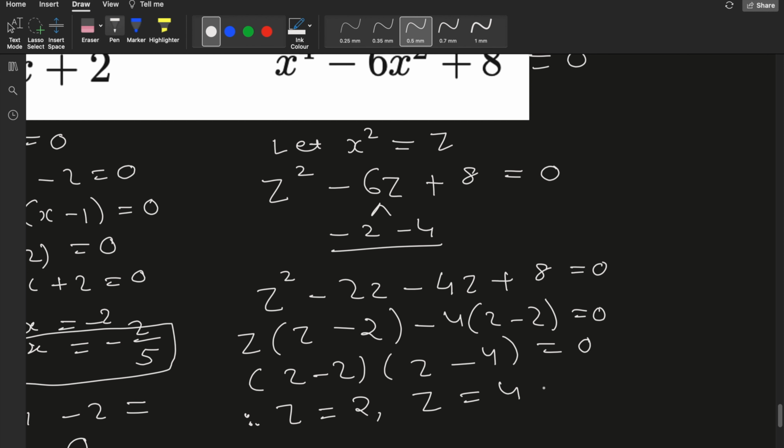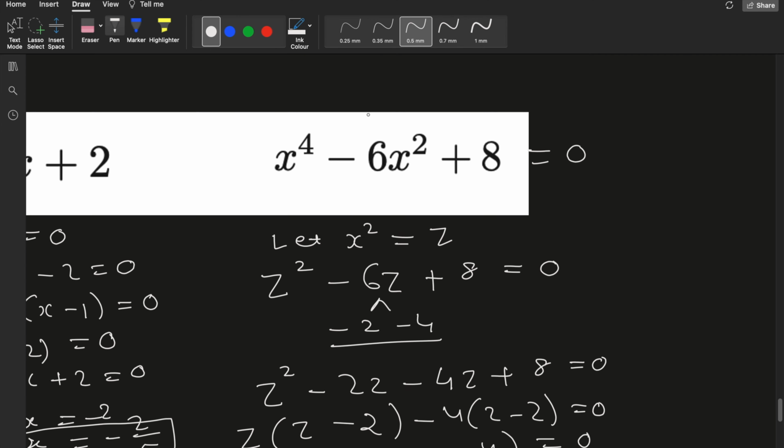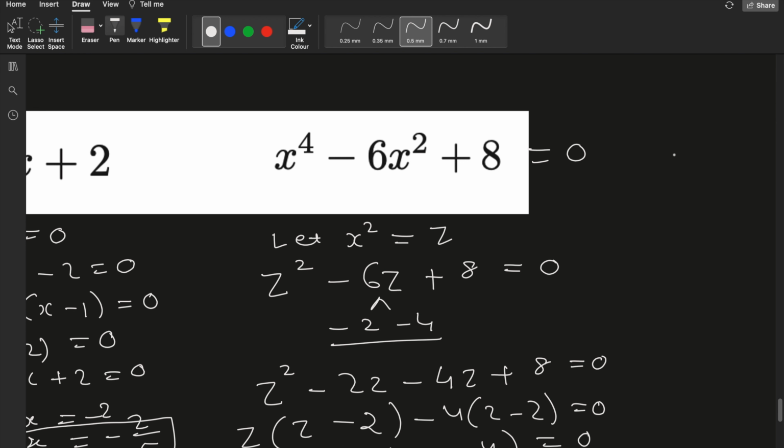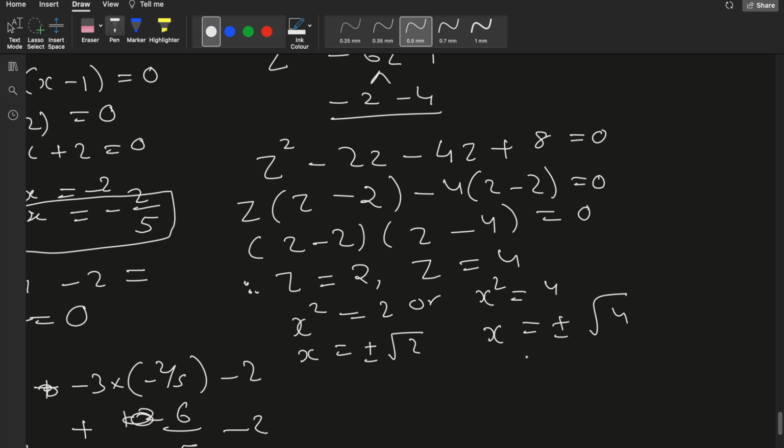You may think that we're done right now, but that's not the case. We have to find it in terms of x because our original equation was in terms of x. So we know that z equals x squared. So upon substitution, we get this. So x squared equals 2, or x squared equals 4. That means x equals plus or minus square root of 4, which is 2. So plus or minus 2.